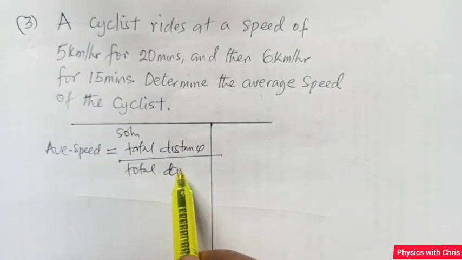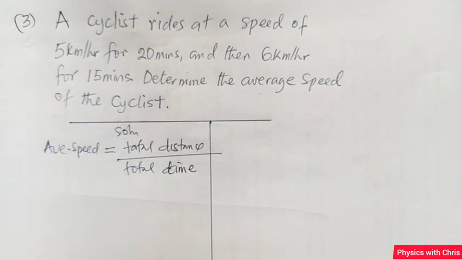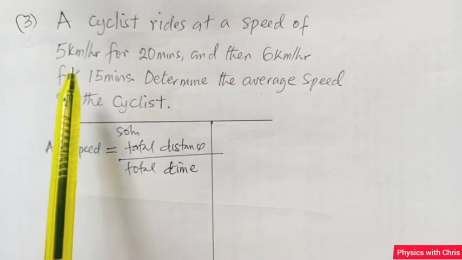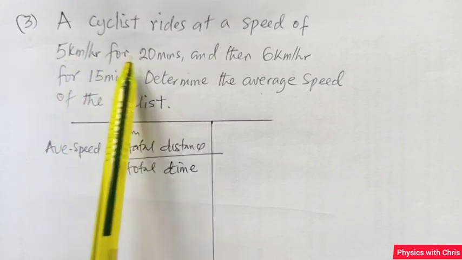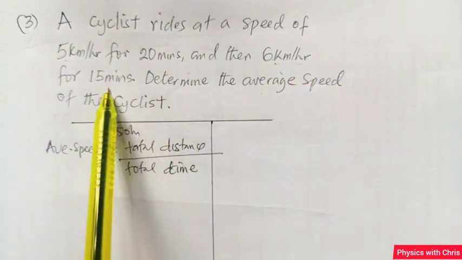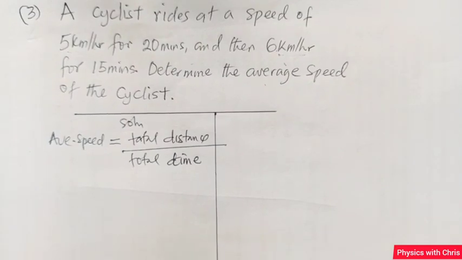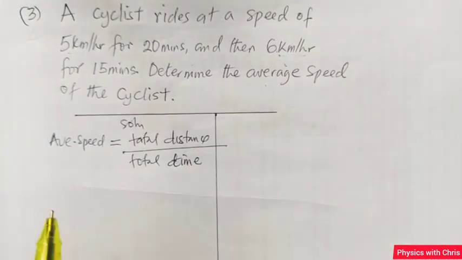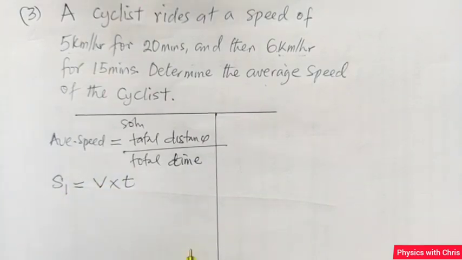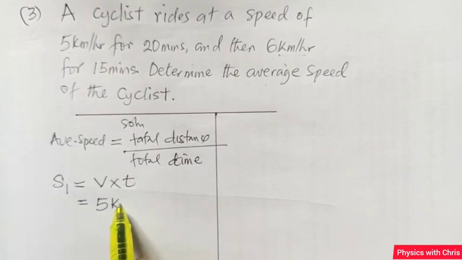So we need to recall this equation for average speed, which means that the journey of this cyclist is in two different stages. The first stage, it was moving at the speed of this, and it did that for 20 minutes. And then the next stage of the journey, it traveled at the speed of this for this time. So what I'll do is to find the distance covered in each case of the journey. Case 1, distance covered is speed times time. The speed is 5 km per hour.